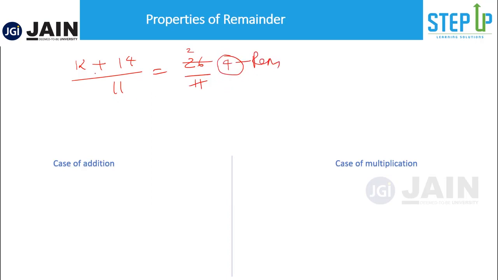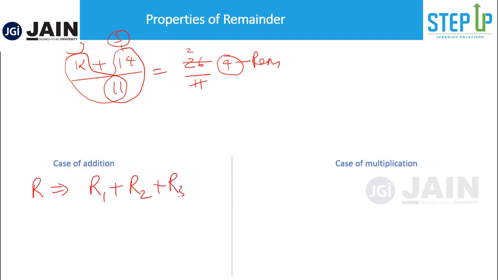But what you could have also done is take the remainder of this number separately and the remainder of that number separately, and add them. That means that property is also valid with respect to remainder. For example, 12 by 11, you get a remainder 1, and here you get a remainder 3. So you could have done 1 plus 3, 4, and that was the remainder. In the case of addition, your final remainder would be the addition of the remainders that are coming, and so on if there are 3 or more, as per the case.